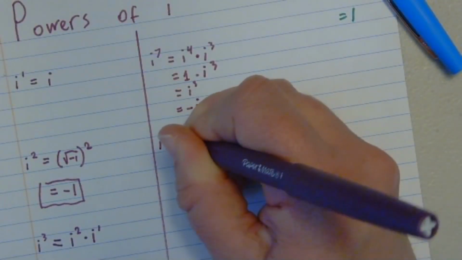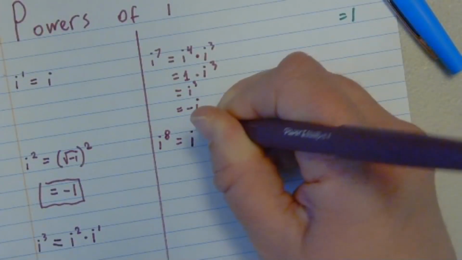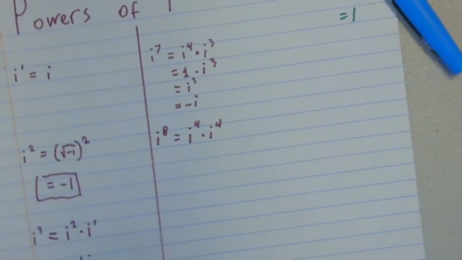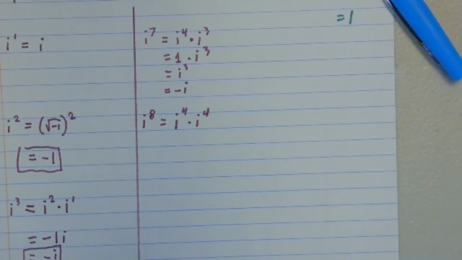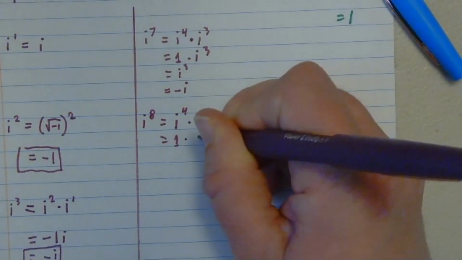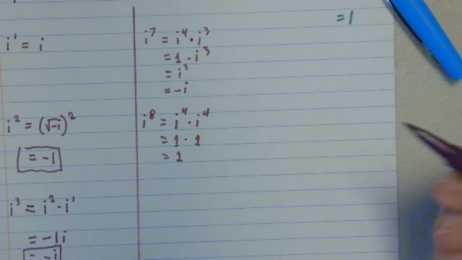I to the eighth would be I to the fourth times I to the fourth. Well, that's just 1 times 1. That's like my favorite math problem. 1 times 1, that's just 1. So I to the fourth was 1.